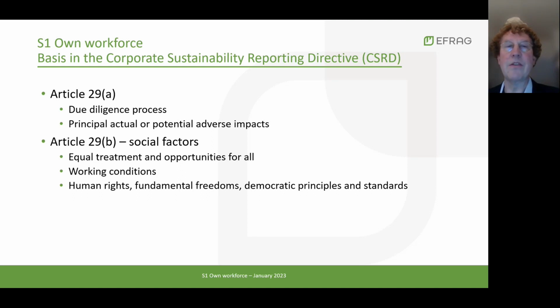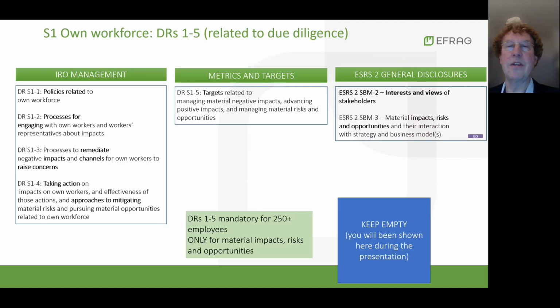I won't list them all in this brief introduction, but they include social matters in the equal treatment and opportunities for all category, as well as the working conditions category. And Article 29B also lists a number of international and European human rights instruments which cover human rights, fundamental freedoms, democratic principles, and standards. So these two articles very much guide what is in S1 Own Workforce. But of course, there's much more detail in the standard on these issues.